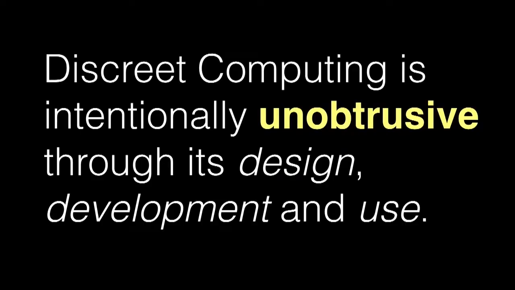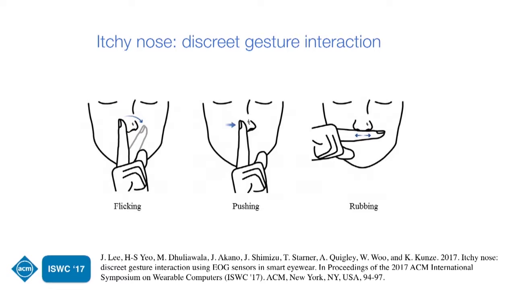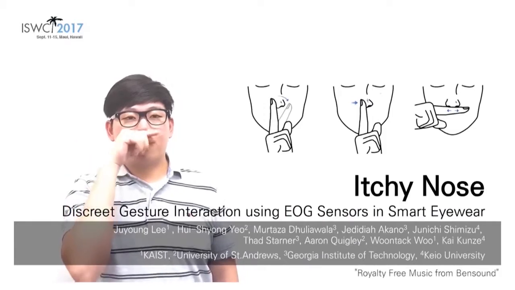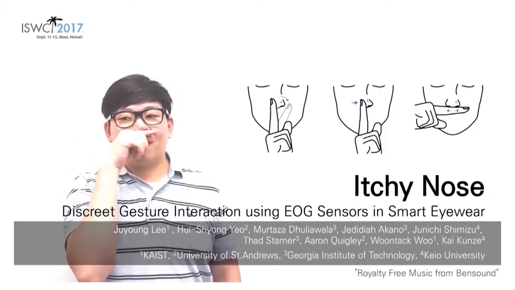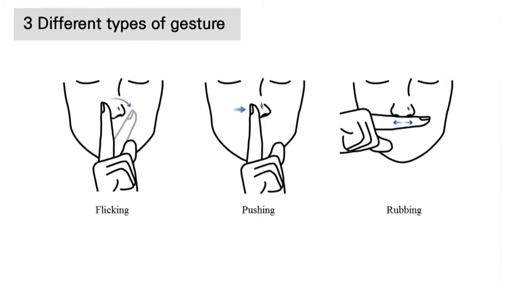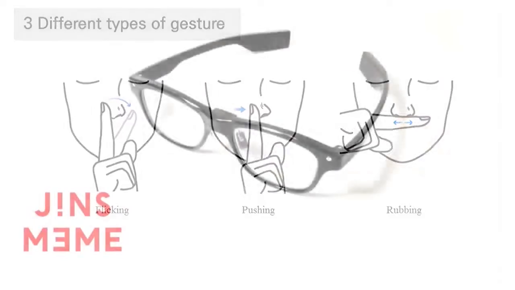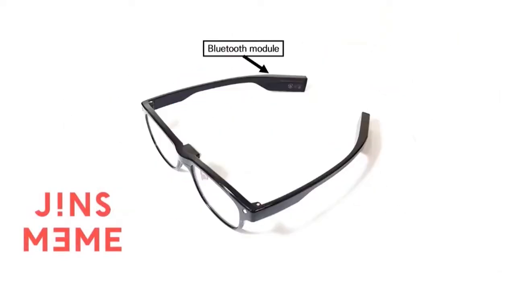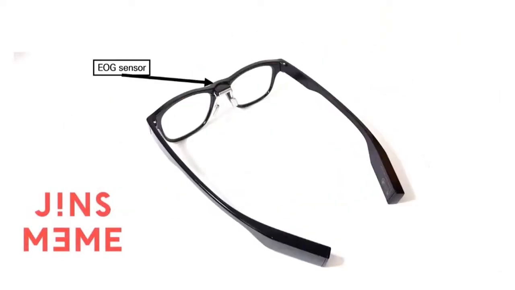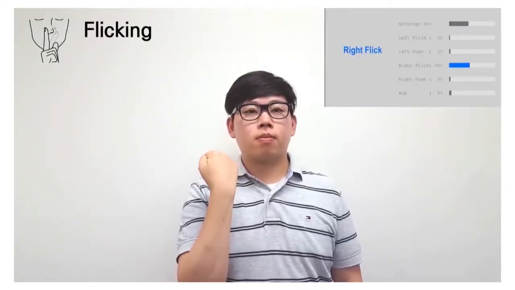To do this, we came up with a concept called discrete computing, where we make things discrete. And we can argue as to how discrete this is. Again, this is a PhD student, so acting abilities are not great. This is called itchy nose. In itchy nose, we can detect flicking, pushing, or rubbing of the nose. This is all done by repurposing a set of sensors that are normally used for eye tracking in glasses, and then using simple machine learning techniques, we can recognize the flick.